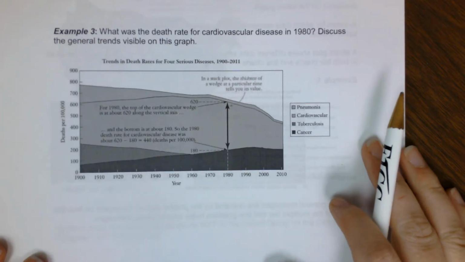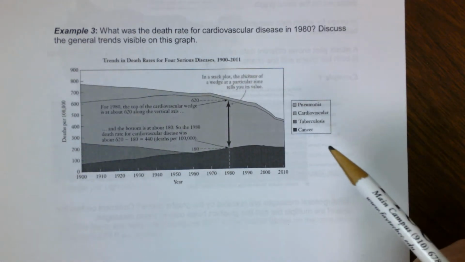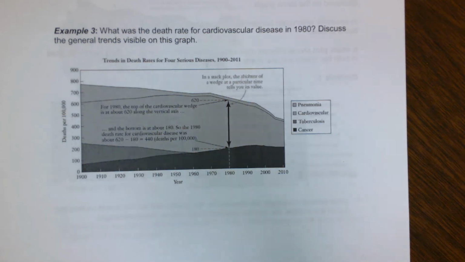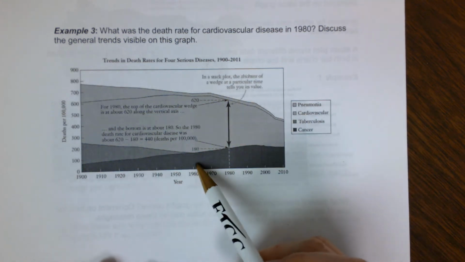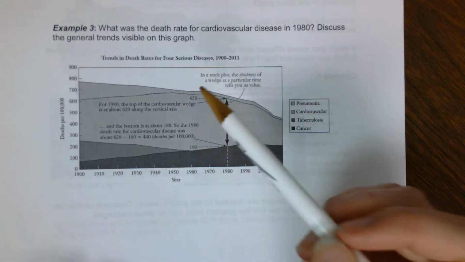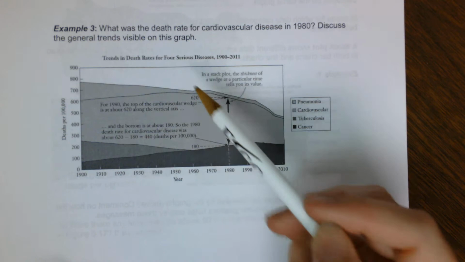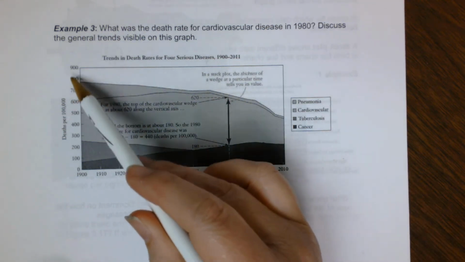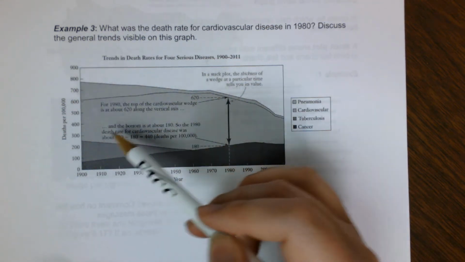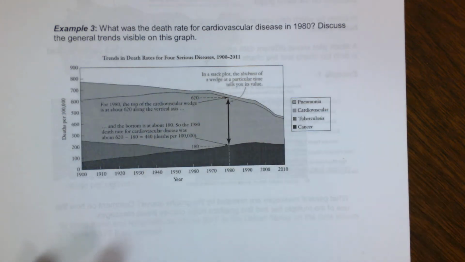Okay, similar to that one is a stacked line graph. Now this one's a little bit harder to read just because we don't have the nice even straight lines. But the same kind of thing, when we're looking at each individual color, it is the width we're concerned about, not exactly where it lines up on this axis. So here we have 4 serious diseases in the trends in death rates between 1900 and 2011. Again, we can look at the width of all of them and compare it across time.